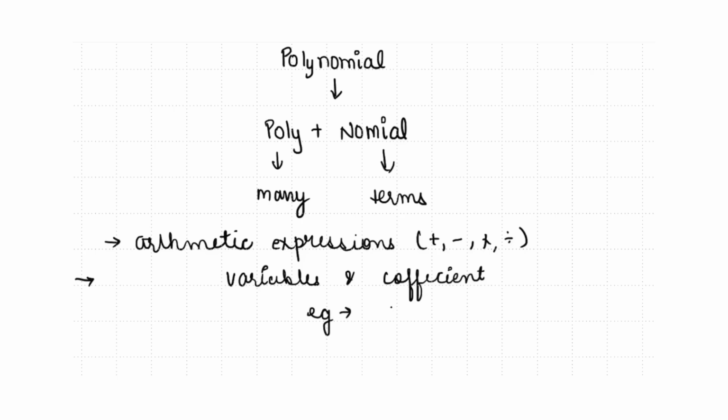Okay, let's take an example. Example will be like 2x square plus 3x. This x is your variable, and if they are talking about the coefficient, let's talk about the coefficient of x square. We are talking about the coefficient of x square, that is equals to 2. The numerical number that is before the x square, that is going to be the coefficient.